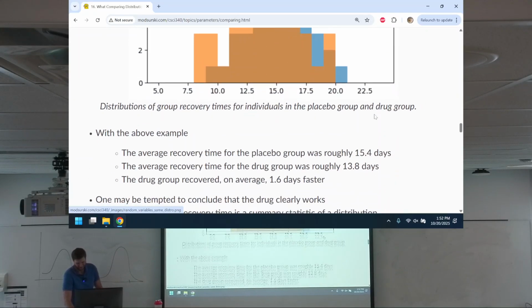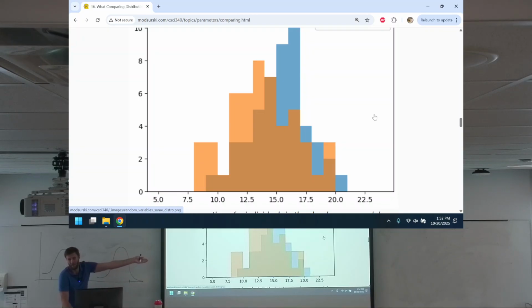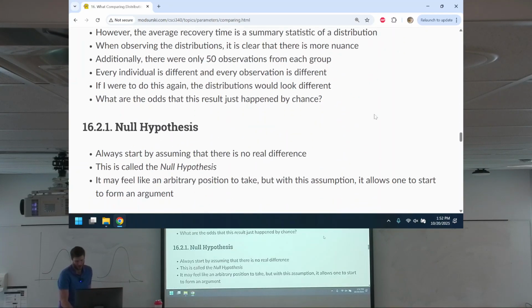One may be tempted to conclude that it's better. However, the average recovery time is a summary statistic of a distribution. In the distribution, there's a lot of information, okay? What do I mean by a lot of information? Look at that. There's a lot of information. A summary statistic is one number, so a summary statistic can't capture a lot of stuff.